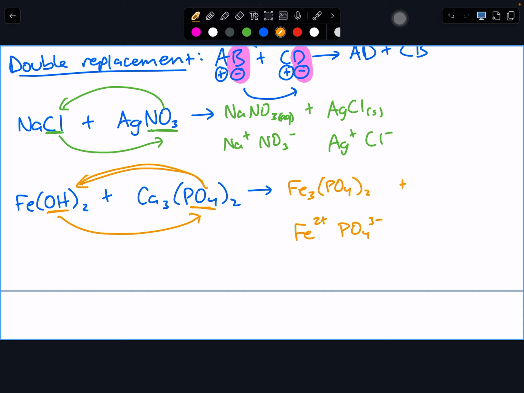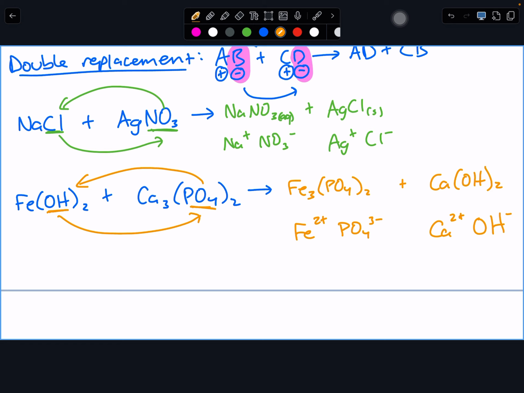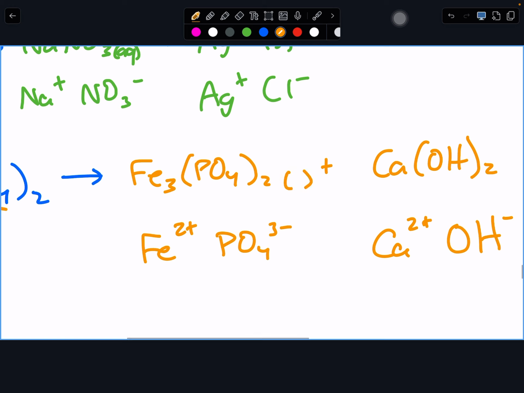So, Ca and OH switched. Perfect. What's Ca's charge? 2 plus. And then what's OH's charge? Minus. What's the formula? Ca(OH)2, with parentheses. So what's the state of matter of this guy right here?